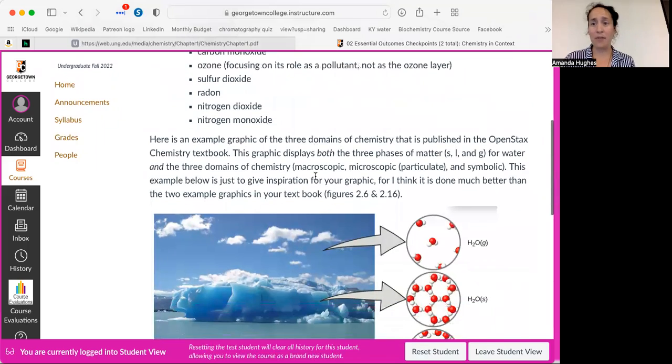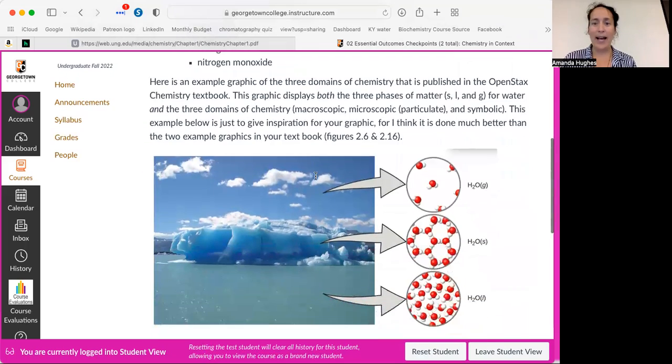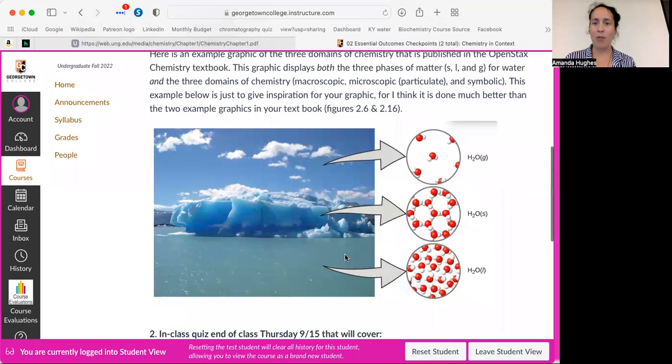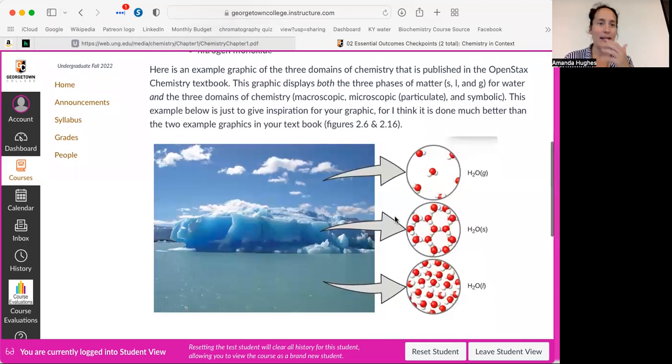Lastly, I have an example graphic. Here's an example. This example is taken out of the OpenStax textbook. It's a free chemistry, really just free online books for different disciplines. It's too in depth for this class, which is why we're not using it. But this is one of the examples from their books, from that book about the 3 domains of chemistry.